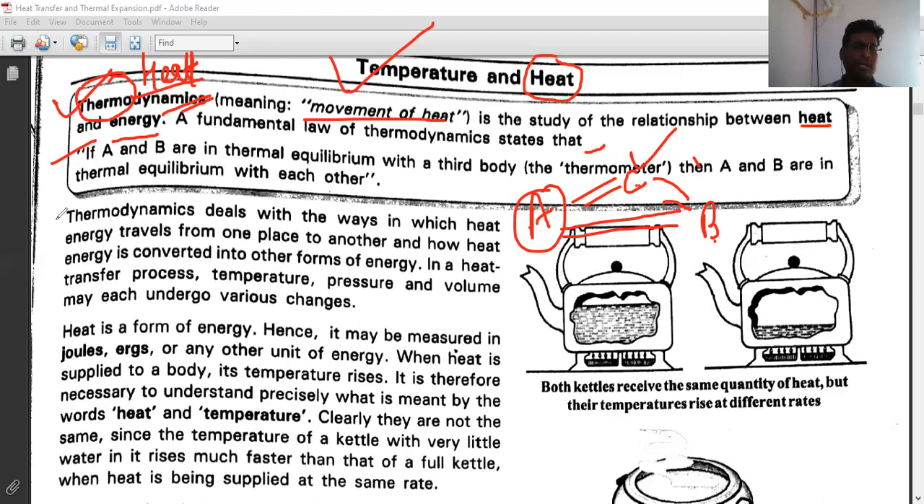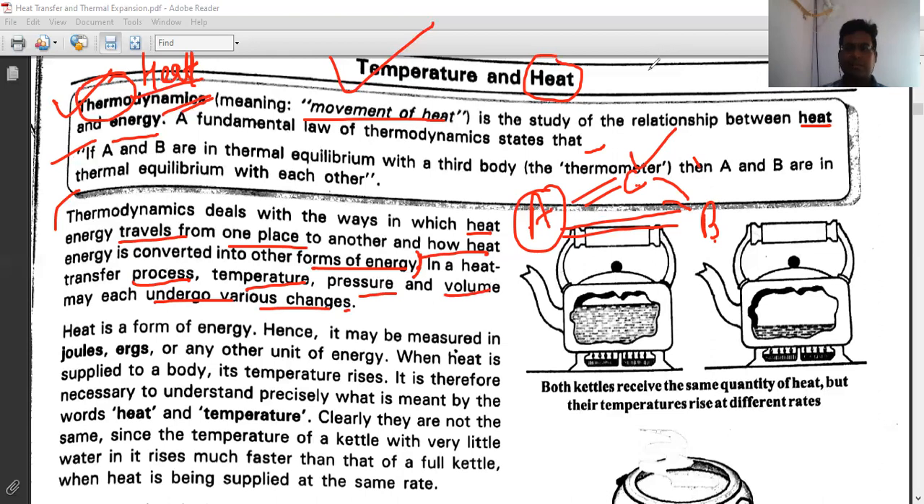So next point is thermodynamics deals with the way in which heat energy travels from one place to another and how energy is converted into another form of energy. So heat basically explains how it flows from one body to another body. So in a heat transfer process, temperature, pressure, volume may also undergo various changes, right?